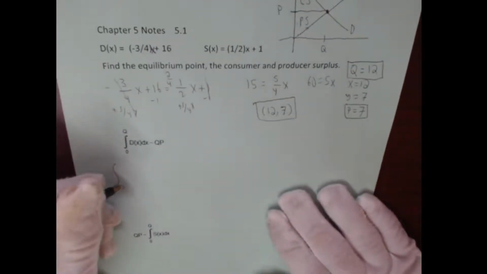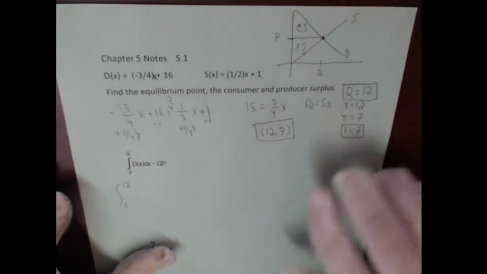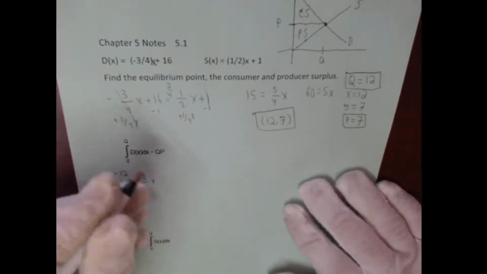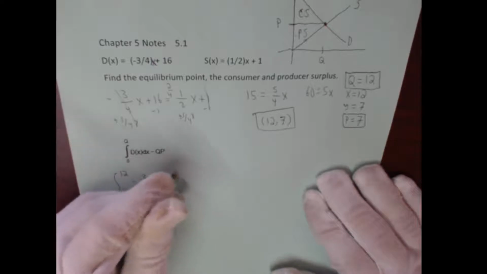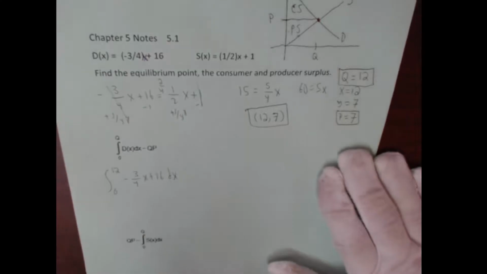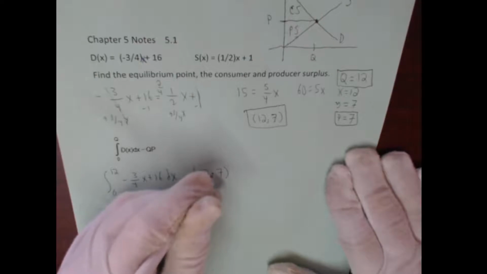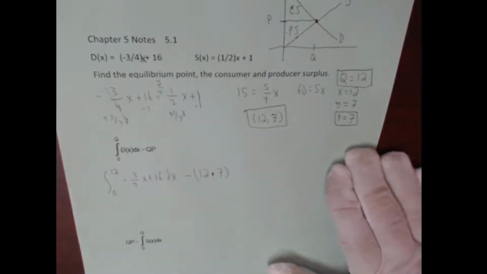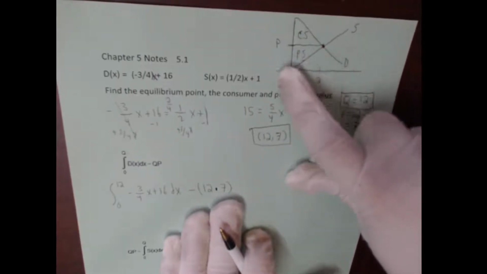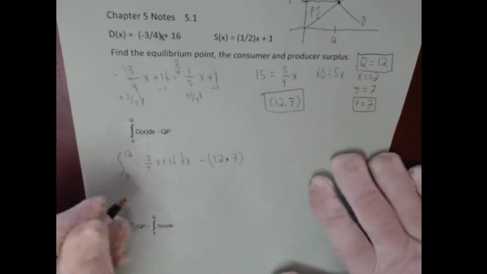So the number that are produced is 12. That's our Q, our quantity. And so we'll do the integral of the demand curve. And now I put the dx there because that signifies that the integral is closed now, minus the 12 times 7, which is the quantity times the price. So that's not part of the integral. We're just doing the integral of the demand curve minus this QP box will give us the CS, the consumer surplus.